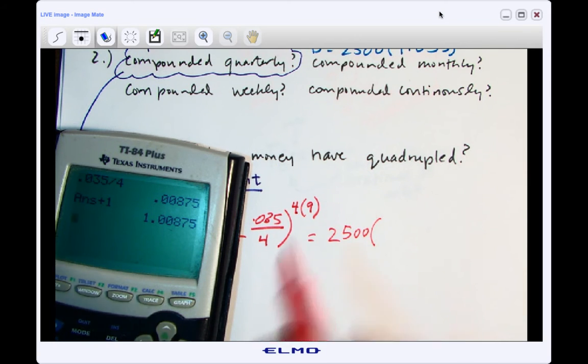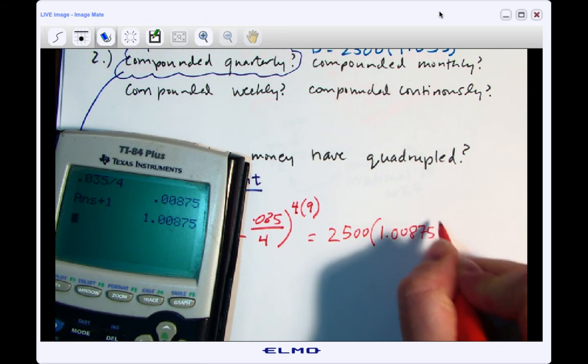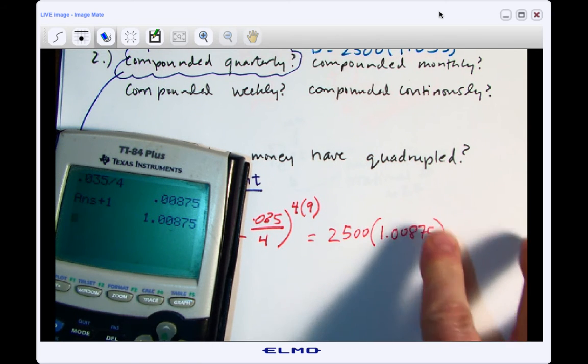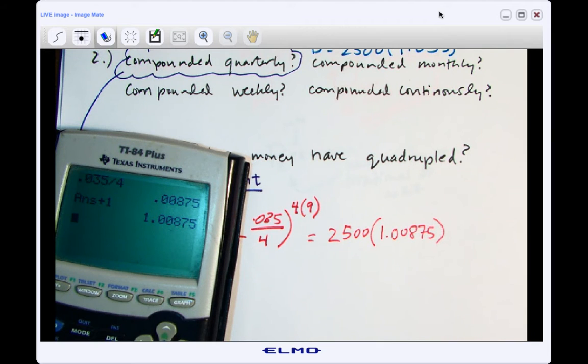Now the trouble with doing it this way is you can lose accuracy, because if this doesn't come out to be a nice number that has a relatively small number of decimal places, you can actually lose a lot of the accuracy.